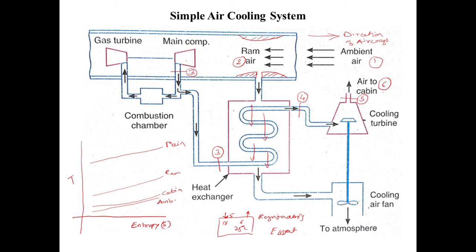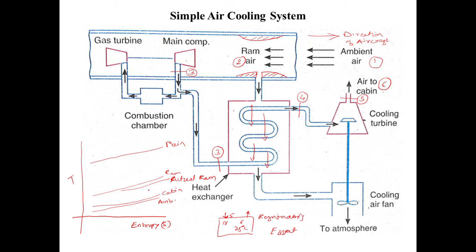Now I will assume that there are losses in the ramming process, in the main compressor process, and in the turbine process. If there is a loss in the ramming process, I will have the ramming exit pressure line somewhere over here. This is the actual ram pressure line.